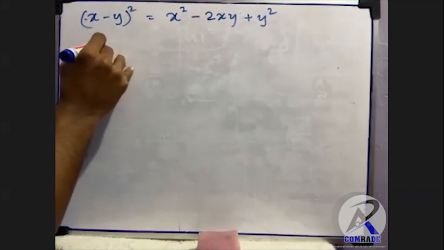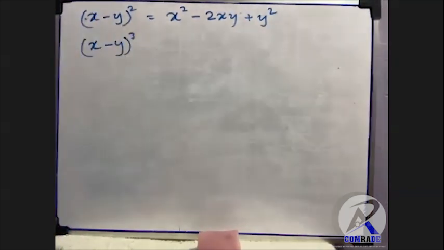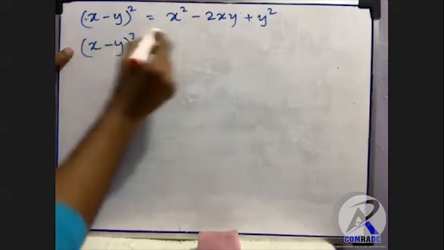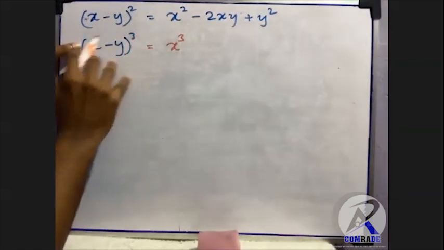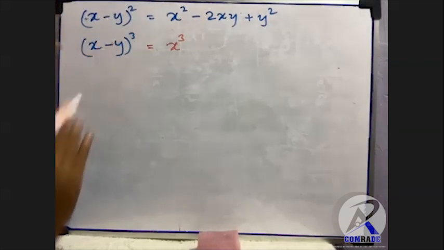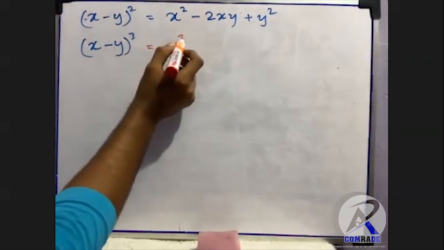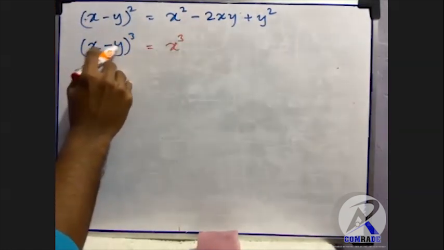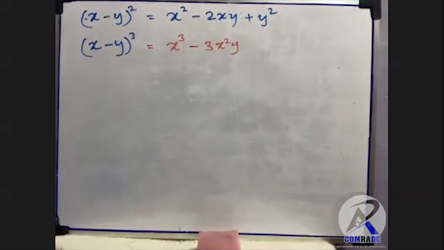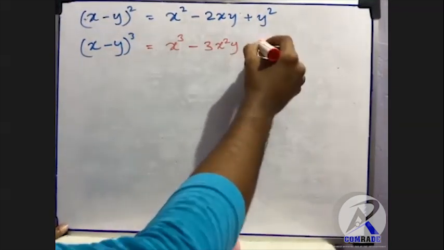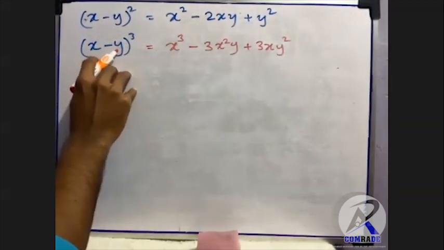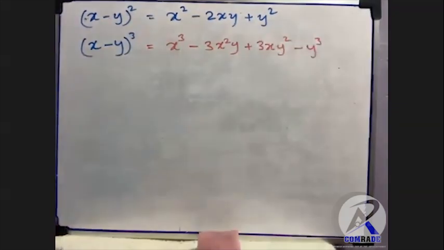Likewise, you have to find this one also, the cube. You can write it like this: x into x into x, x cubed. And 3 into x into y, but here you have to put a square on the first term and a square on the second term. So x cubed, and 3 into x into minus y should be minus. So 3x squared y here, and the next one plus 3xy squared. Can you see the difference? x squared here, y squared here, and finally minus y into minus y into minus y, minus y cubed. So this is the expansion of that.